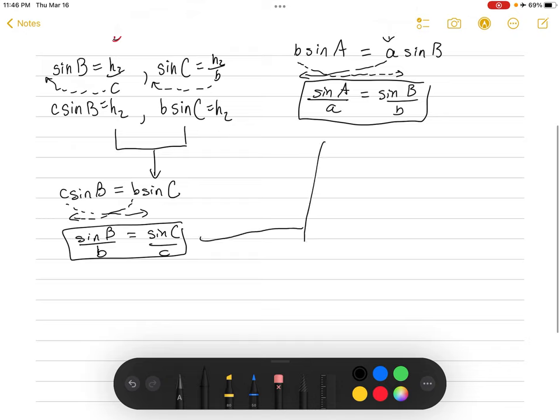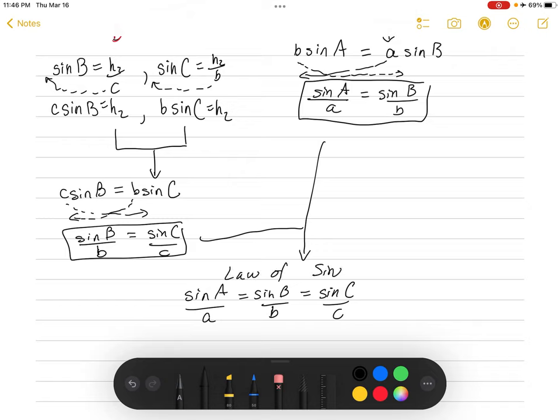So if you put these together, you get what's called the law of sines. You get sine of A over a equals sine of B over b, which equals sine of C over c. So this is the law of sines here.